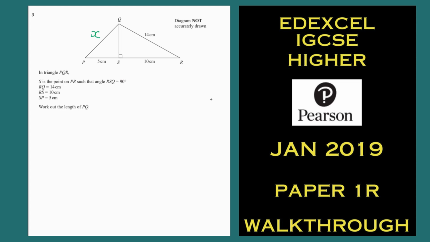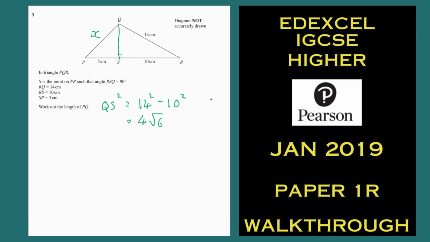So the only way I can get x is if I know something else about the triangle it's on. And there's the connection. It'd be nice to know what QS was worth, and we definitely have enough information for QS. So QS squared will be the hypotenuse squared minus the adjacent, or one of the other smaller sides squared. It's not necessarily the adjacent, is it? And that'll be 196 minus 100, so that'll be the root of 96. Or in other words, 4√6 if you've pressed a calc.